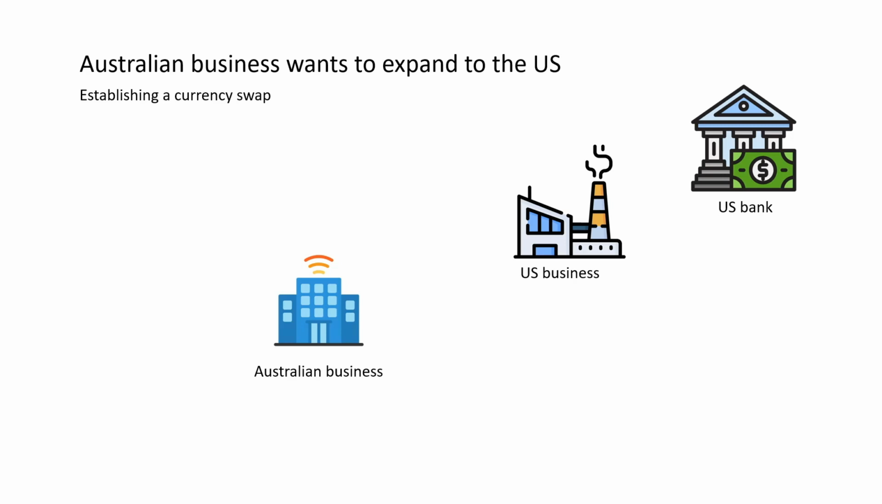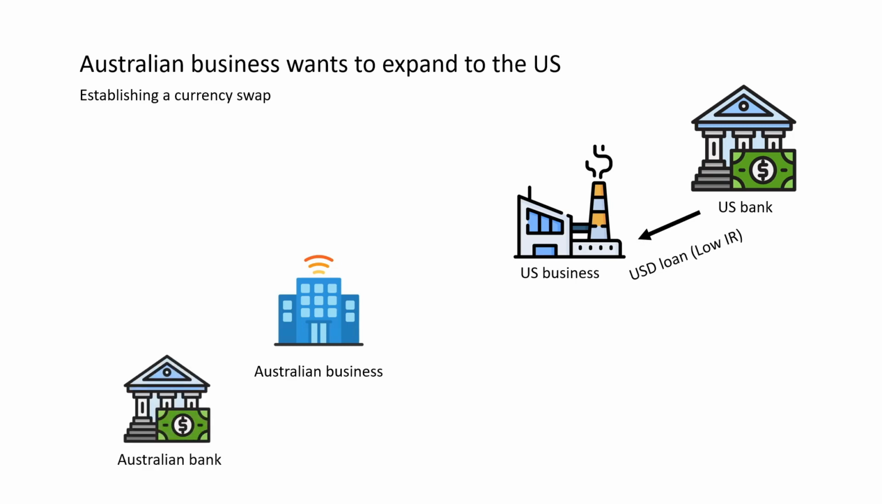Okay. So now comes the crucial part about currency swaps. A currency swap essentially allows the Australian business and the United States business to each benefit from each other's credit reputations that they have established with their own banks. So for example, if the US business was to borrow from the US bank, it would be able to get a loan at a very low interest rate. And similarly for the Australian bank. If the Australian business wants to borrow from the Australian bank, then it will be able to get an AUD loan at a low interest rate.